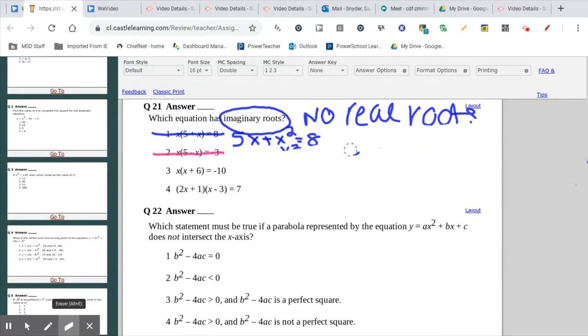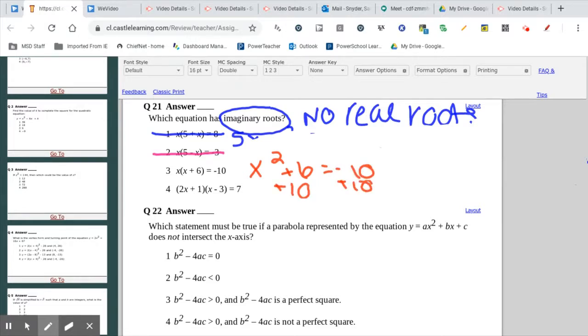Okay, let's do 3 and 4. So question number 3 is x squared plus 6x equals negative 10. Add the 10 to both sides to get it equal to 0. And that means we have x squared plus 6x plus 10. A equals 1, b equals 6, and c is 10.